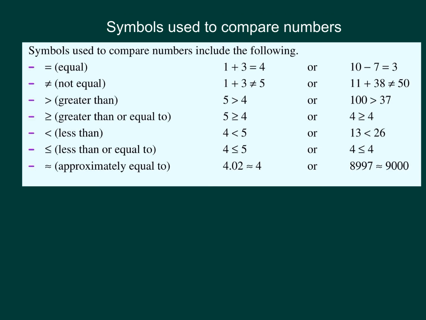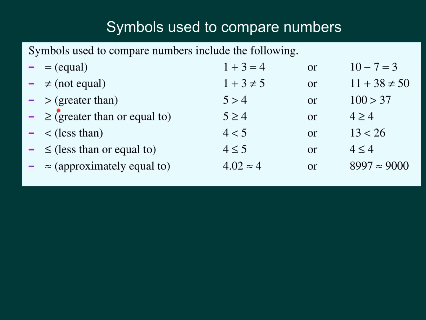There are a number of symbols that we use when we compare numbers. I'll go through them very quickly with you. The first one is the equal sign. So 1 plus 3 equals 4. Or we can say 10 take 7 equals 3. This is the not equal to sign. So 1 add 3 is not equal to 5, in fact it obviously is equal to 4. Or 11 plus 38 is not equal to 50.